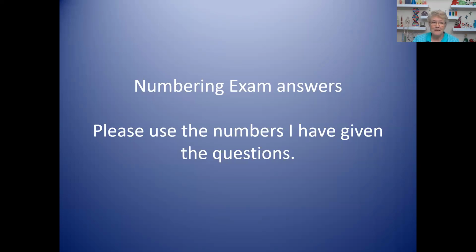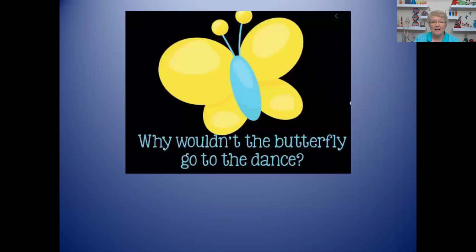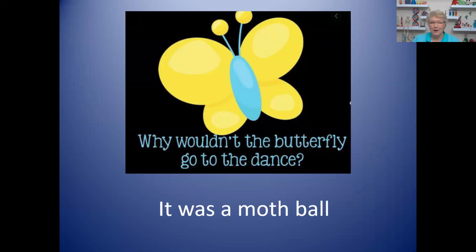Okay, let's have some jokes now. Why wouldn't the butterfly go to the dance? Because it was too buttery. No, close though. Or good guess, I guess. It was a mothball. A mothball. How about this one? Why did the octopus cross the road? To get to the other tide.